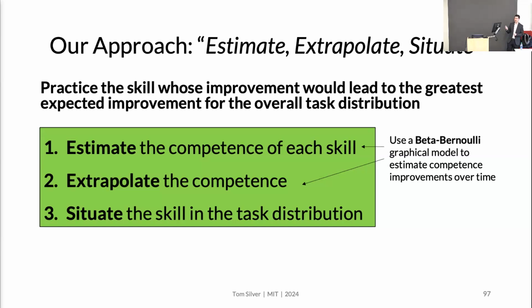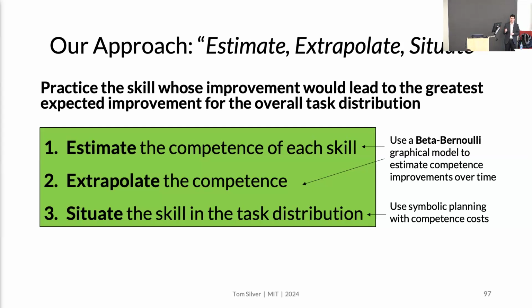Yep. To do this estimation and extrapolation, we have this graphical model which combines beta distributions and Bernoulli distributions to model together the current competence and the future competences. And to do the situation part, we use that symbolic planning technique that I just mentioned, where we introduce the competences as a kind of cost and try to estimate how much better at the overall task distribution we would get.